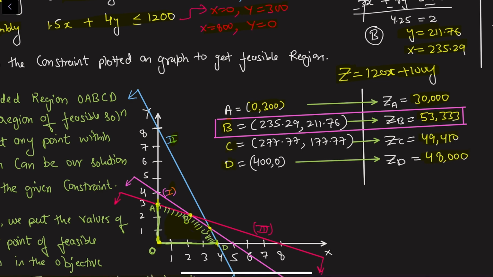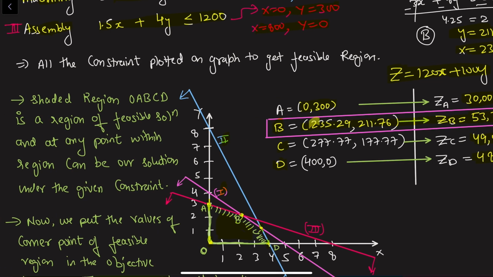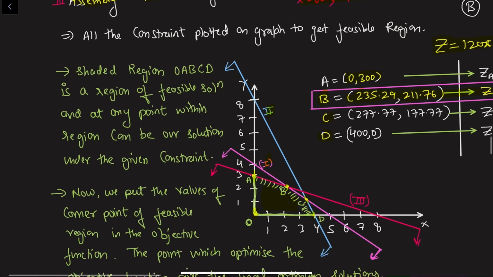And my objective was to maximize my profit. So my final answer will be, in that case, B, where I will have a maximum profit if I'm using x 235 and y 211.76.